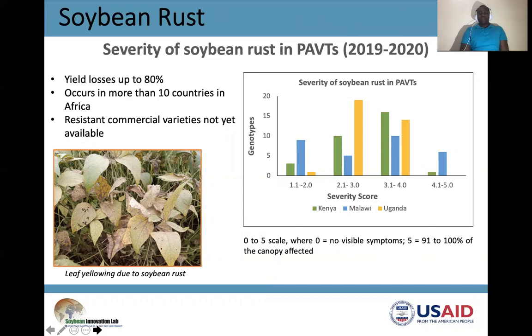For severity, we used a 0 to 5 scale, where 0 means there are no visible symptoms, and 5 represents 91 to 100% of the canopy affected. When we look at the genotypes planted in Kenya, Malawi, and Uganda, we see that the genotypes in Malawi had higher severity, as well as those from Kenya, compared to those in Uganda.